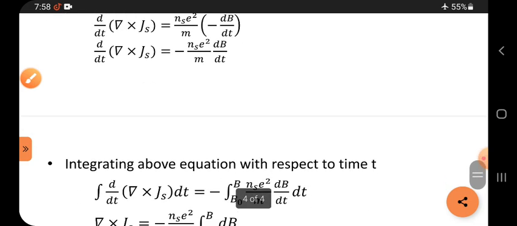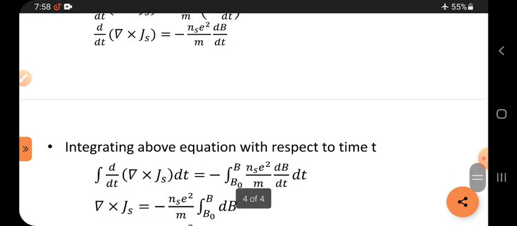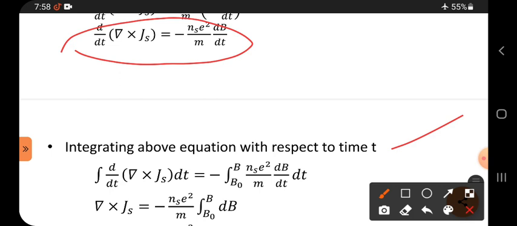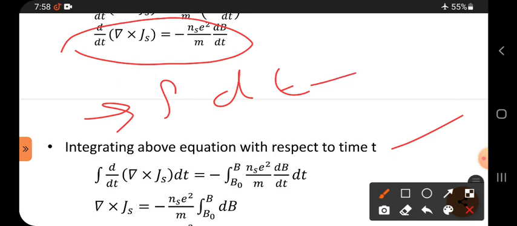Now what we have to do? Now we have to integrate on both sides. After taking curl, we have to integrate on both sides. So integrating the above equation with respect to time. So just for integration, dt we have to multiply. Integration on the left side, dt on the right side, to the above equation.